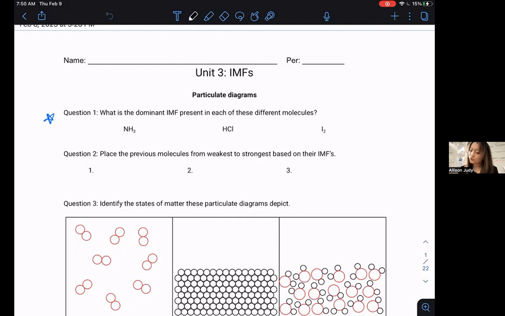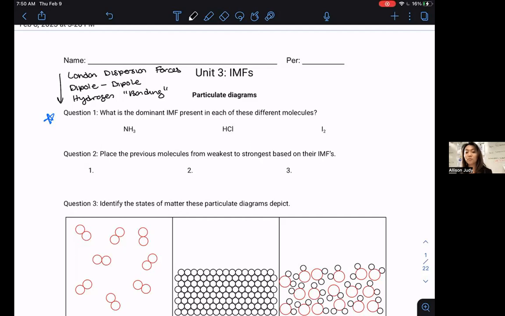And this first question asks you to identify the dominant IMF present in each of these different molecules. So the three types of IMFs were called London dispersion forces, dipole-dipole, and hydrogen bonding, but not real bonding, just very strong, okay? And all of these get increasingly more rare and increasingly more strong.